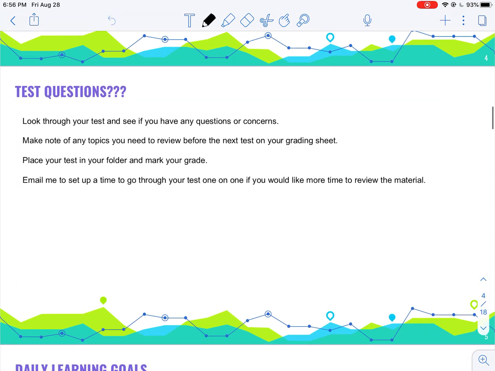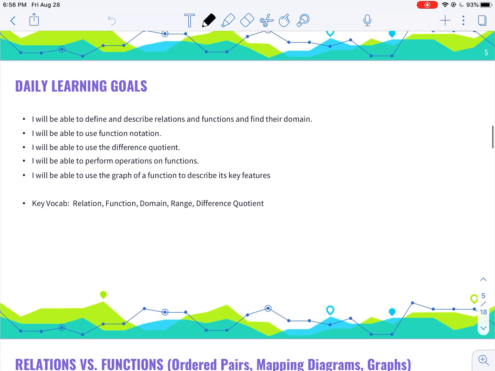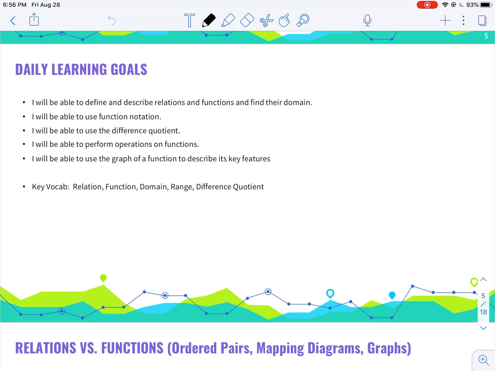You guys should have gotten your tests back and you should have looked through them. If you had any questions, you were able to ask today. So if you weren't in class, you can come before or after school and ask me next time you're at prep. So today we're going to talk about relations and functions and their domain and range.